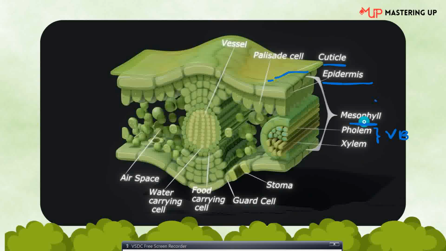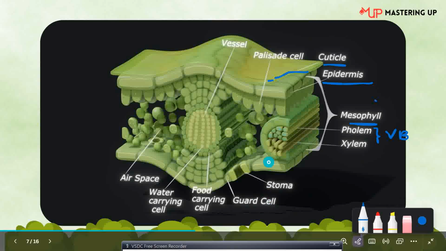The structure of mesophyll cells varies. The structure and position of mesophyll cells varies in monocot and dicot, which we will discuss in the coming slides. And next, vascular bundles are present. These vascular bundles are covered by bundle sheath cells. That we will all discuss in the coming slides.